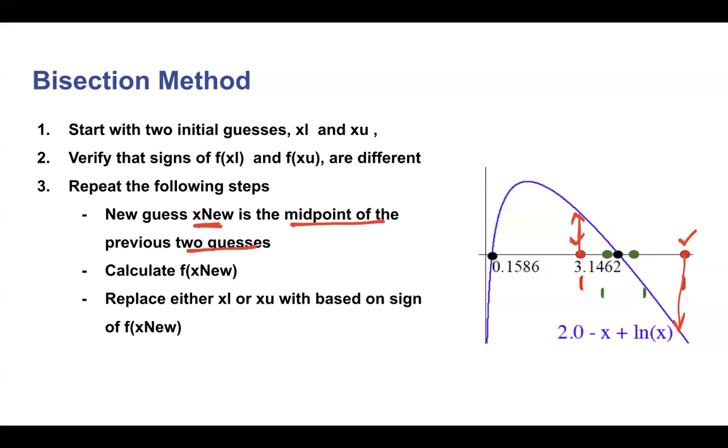Now I have to calculate the midpoint of these two guesses. That is this green one. This is the midpoint. Now I calculate what is the function at this point. If you see, the function at this point is again a negative value, right? This was also negative, but this was positive. So when I get a negative value, I replace the previous negative value that I have. I'll remove this and I'll make this the bracket.